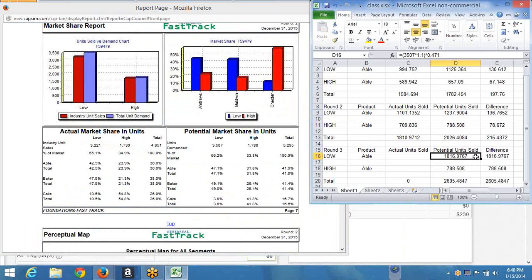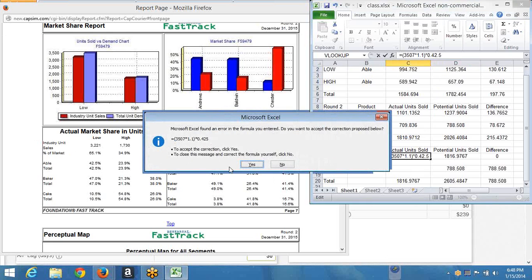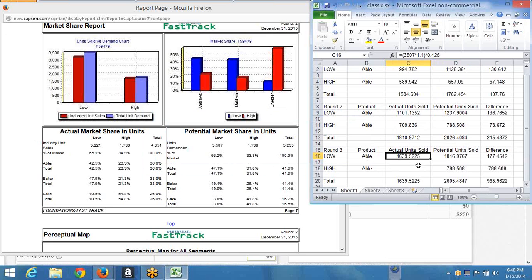Okay. So I'm going to take that. I'm going to copy it because I want it over here so I don't have to redo it. And my actual was 42.5. So I'm going to go to the 42.5. Okay. So I sold 1,639. I could have sold 1,816. I should have produced 177 more for the low-tech market.